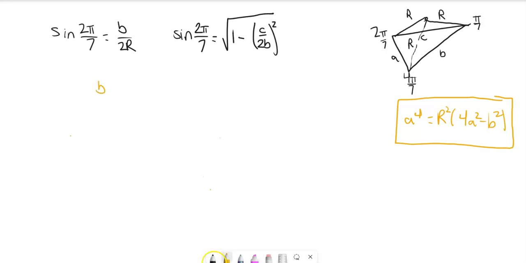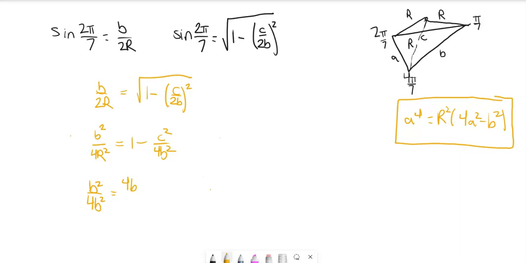So what'll happen is we'll get b over 2r equals the square root of 1 minus the quantity c over 2b, squared. We'll square both sides to get rid of the radicals, so we'll get b squared over 4r squared equals 1 minus c squared over 4b squared. Find the common denominator on the right side. So we'll get 4b squared minus c squared over 4b squared, just like so here. The 4's will cancel because, again, they are in the denominator.